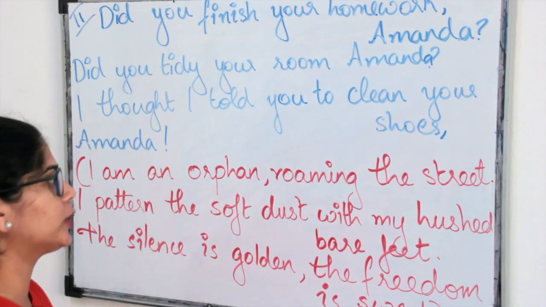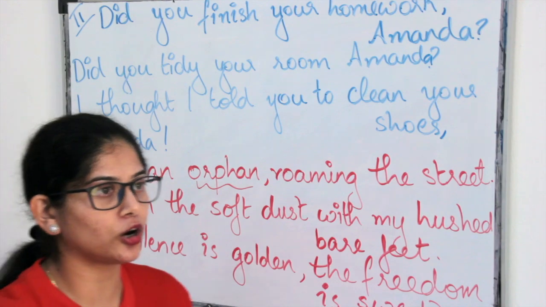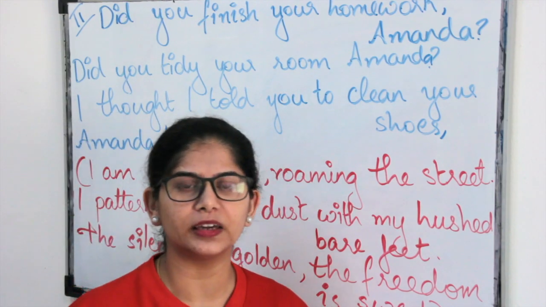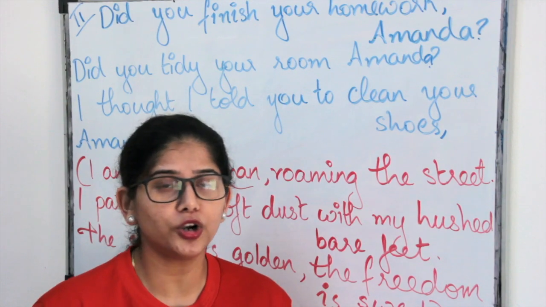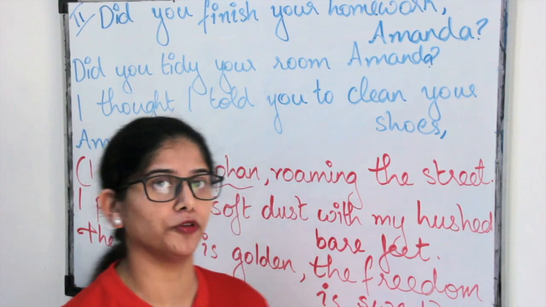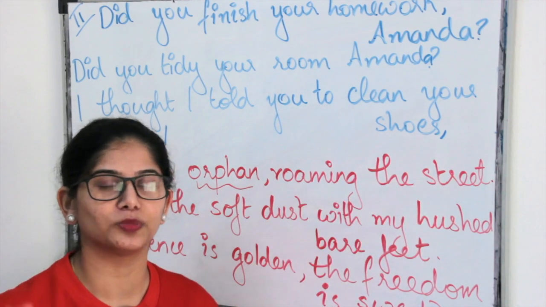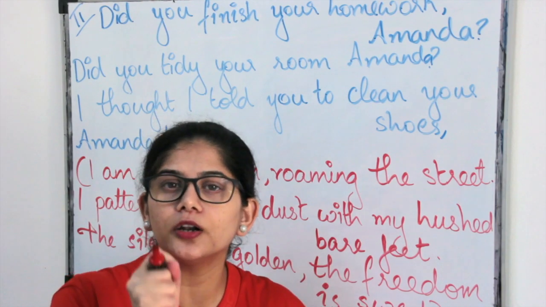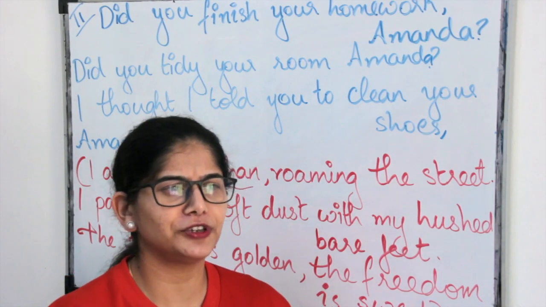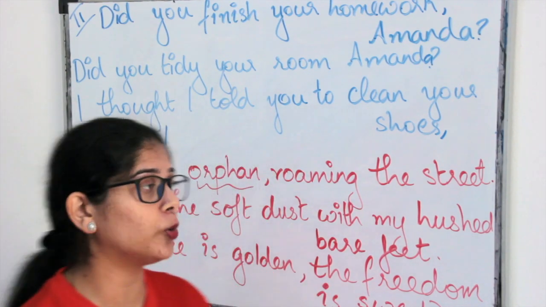I am an orphan. I hope you know who is an orphan, where the parents are dead. So because of her mother being so nagging, she literally feels that she just doesn't want parents anymore. I want to be alone. I want to be an orphan, roaming the street. Obviously we know we don't roam the street at the age of a teenager all alone. So she is one person who's yearning for freedom. She says, I just want to be an orphan, roaming the street all alone.